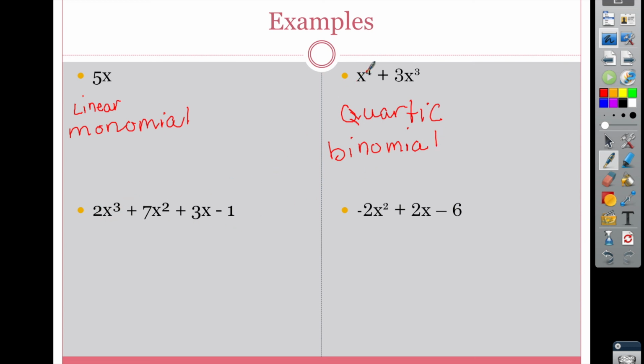Okay, so this one is raised to the 3rd power. So it is a cubic polynomial. And it has 1, 2, 3, 4 terms. So it is a polynomial.